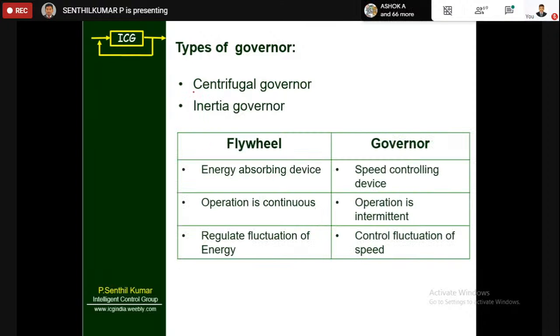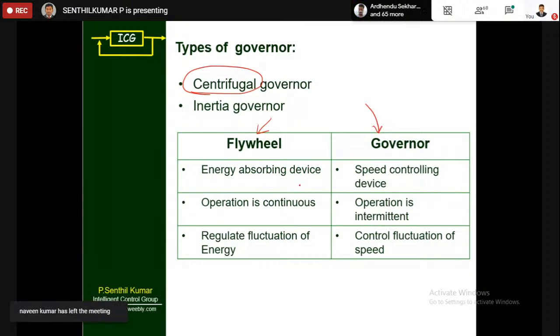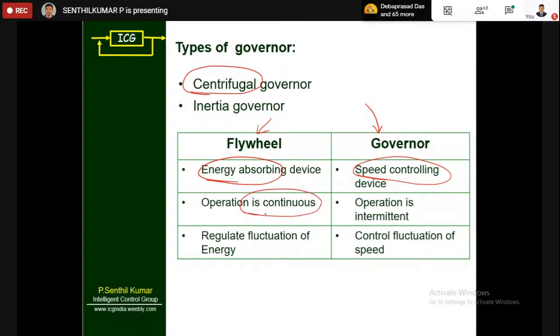A centrifugal governor works on the centrifugal principle. Then this is very, very important; you may get 1 or 2 questions from this topic. What is the difference between a flywheel and a governor? The flywheel is an energy absorbing device; the governor is a speed controlling device. Flywheel operation is continuous. Without a flywheel, you can't run an engine. But the governor is intermittent.